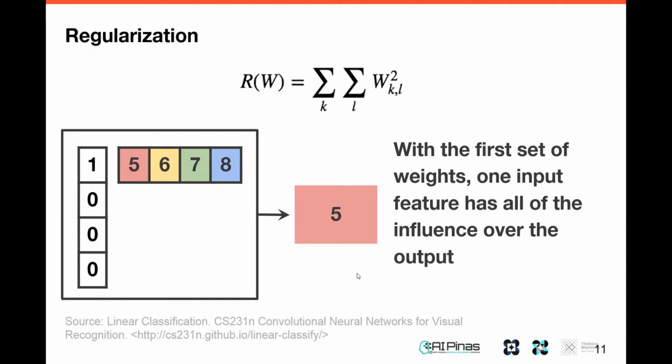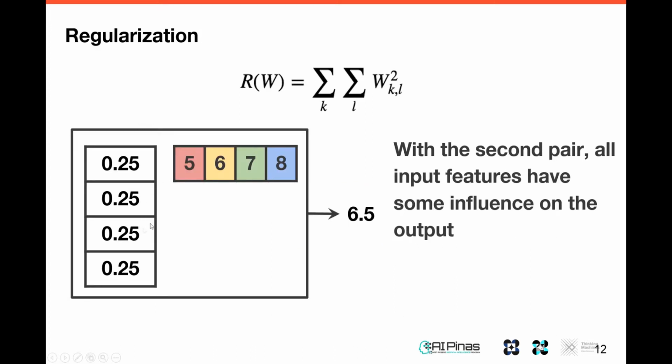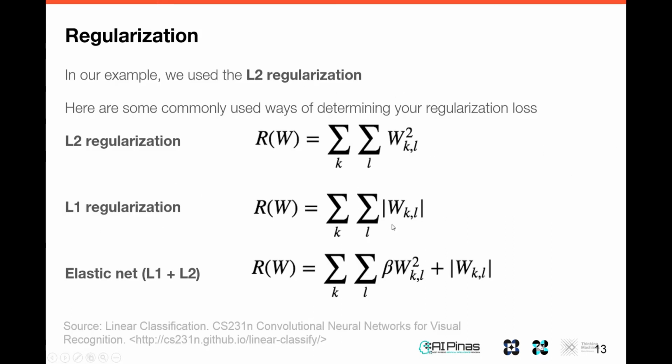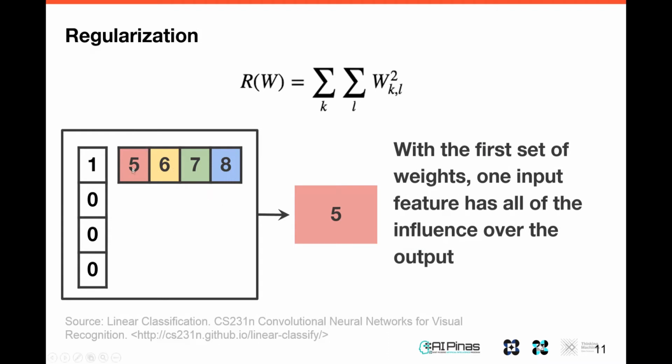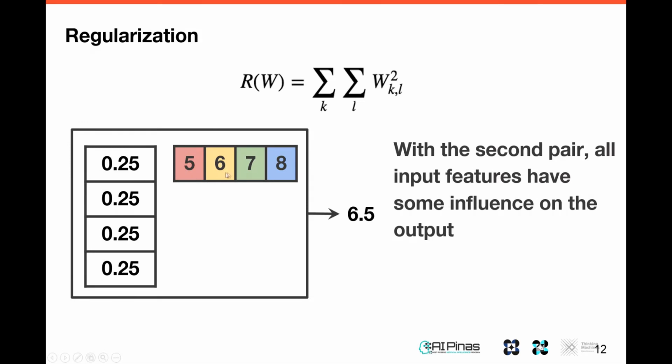Why does that make sense? Well, think about it this way. With the first set of weights, the first feature has all influence over the output. The next 3 don't matter. With the second set of weights, all input features have some influence on the outcome. And that leads to a much more robust model, where the first model would be a bit more fragile, and the second model would be a bit more robust, meaning that if the data was wrongly encoded for this one over here, you would be in serious trouble. Whereas here, even if the data was wrongly encoded, you would still have the other 3 features having some influence over the outcome.